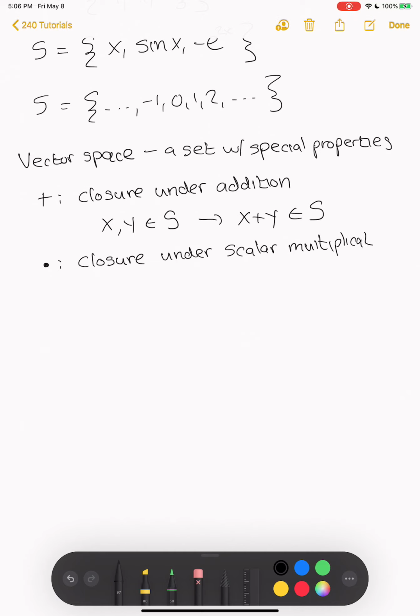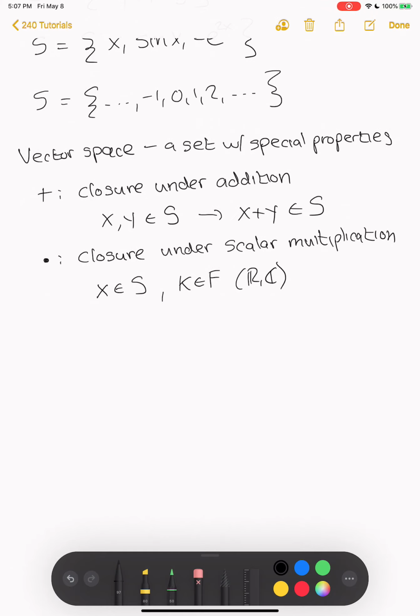And what that means is that you take some element in your set here, so I'm just going to call it x, and you take another element in some field. In this course, F is going to be just like the real numbers, for instance. It could be complex, but usually just real numbers. And then we say your set is closed under scalar multiplication if I take my element that's in my set S and I multiply it by any scalar here, I should remain in S. So there's no going anywhere under this operation either.